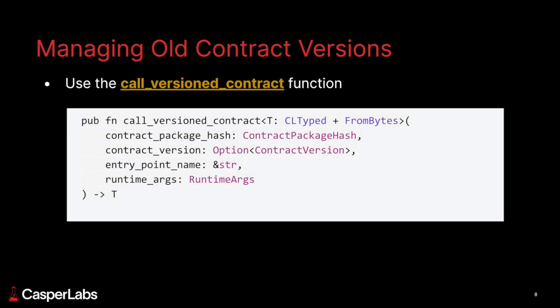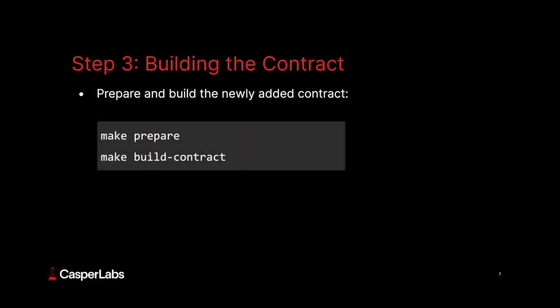You can use the call version contract with a version number to pin your client contract to a specific version. You can also call a contract using call version contract and version none, which uses the newest version of the contract. Next, let's use the make prepare and build contract to prepare and build the newly added contract.